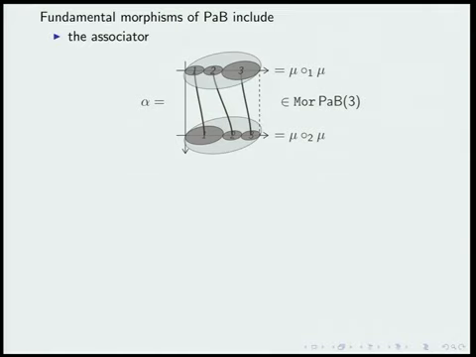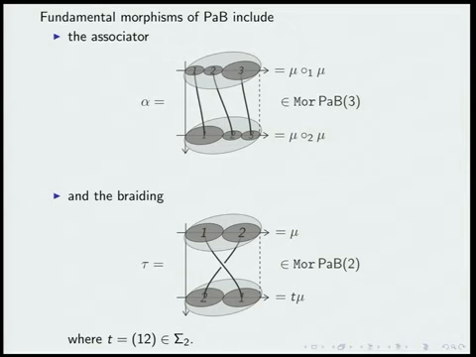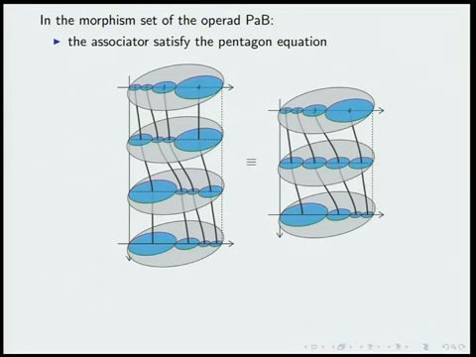And you have another morphism, which is the braiding, which goes from mu to mu transposed. In some sense, the operad PAB, at the object level, is a free operad, and at the morphism level it's generated by these morphisms. And you also have generating relations on the morphisms, and the next picture gives the pentagon relation.